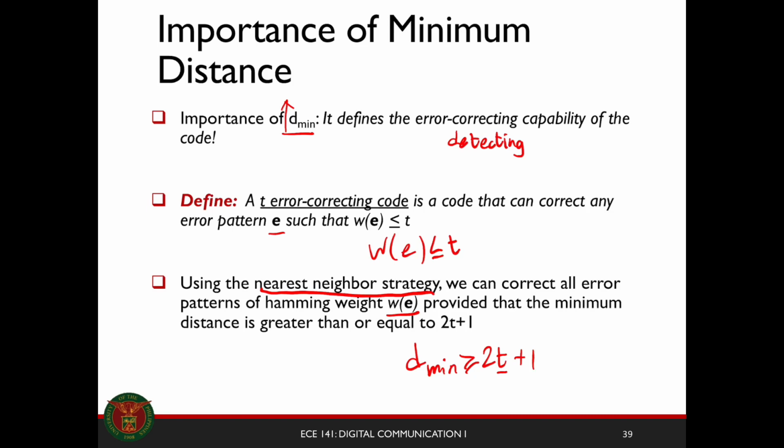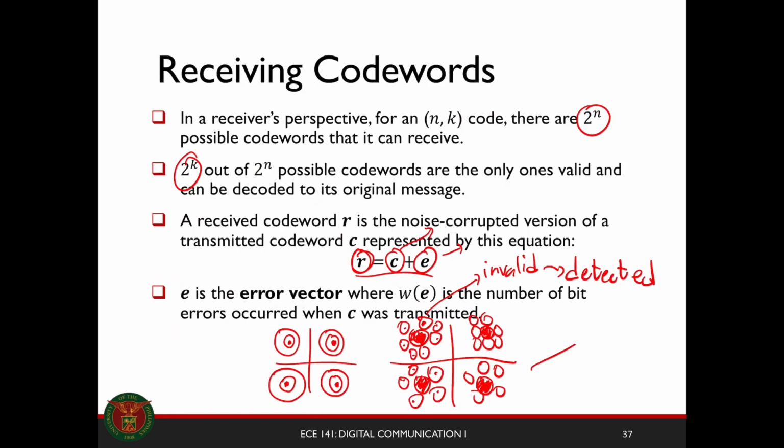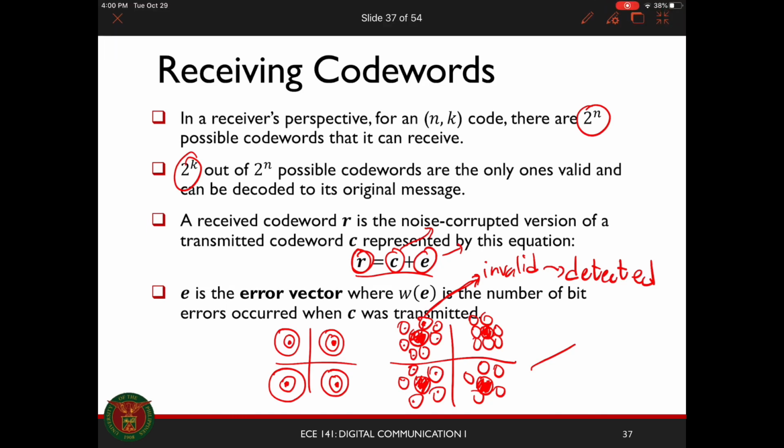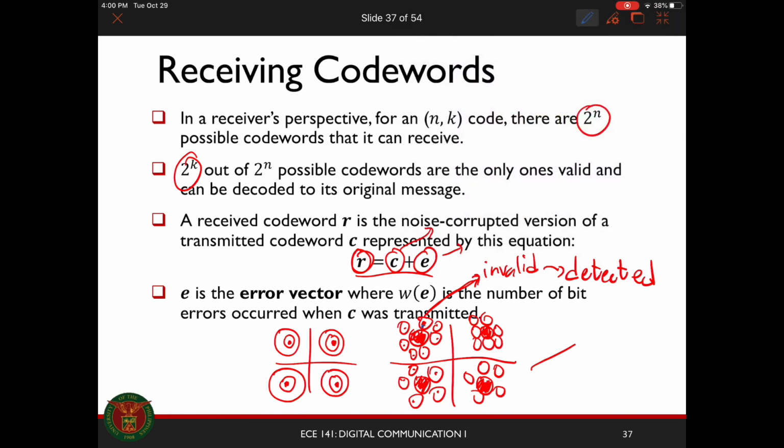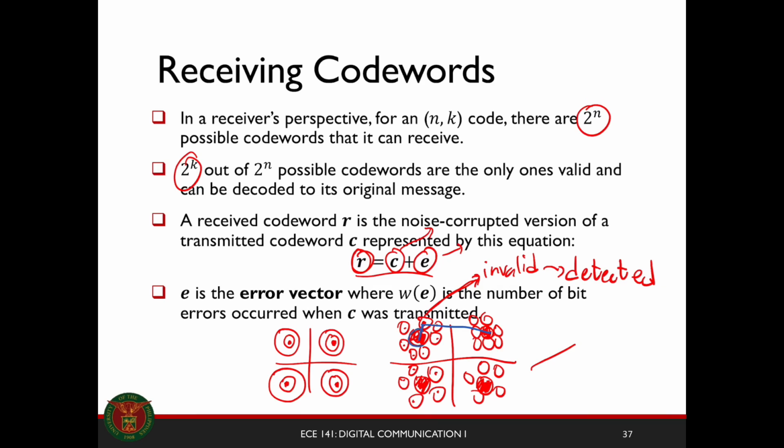Let's go back to the illustration earlier. If this is what we received, it's an invalid code word. It's closer to this code word than to this code word. Then it must be that the code word you transmitted is this one, instead of this, instead of this.